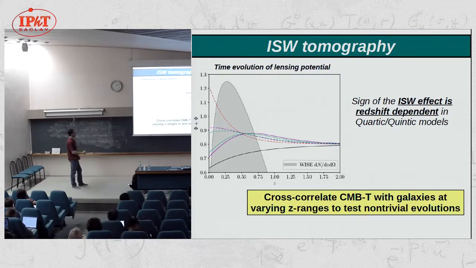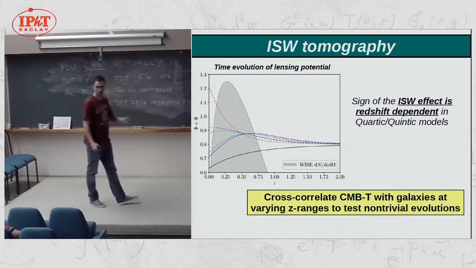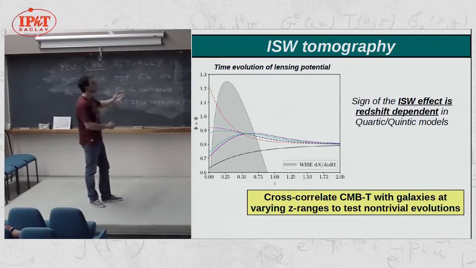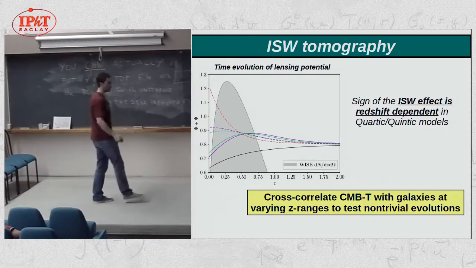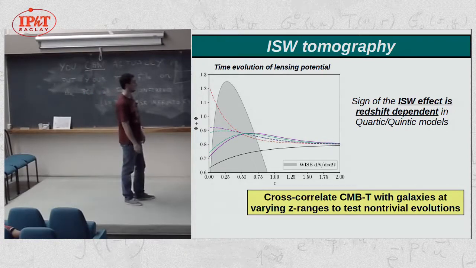This sounds easy to explain, but these are measurements on very large scales. Cosmic variance plays a critical role here. It's interesting to conceive the idea of having ISW tomography constraining non-trivial evolutions of the lensing potential. Whether or not that will yield tight enough constraints, that's a separate question.